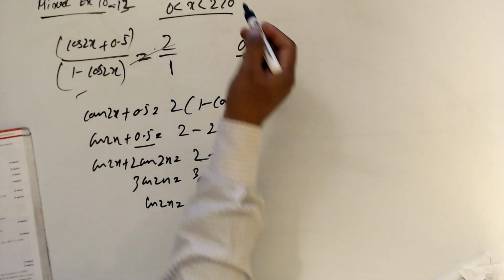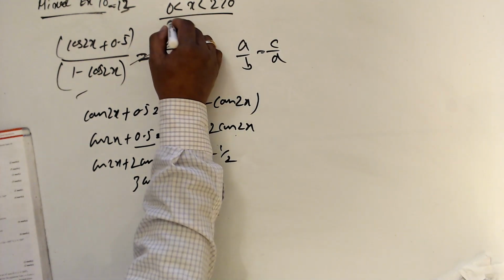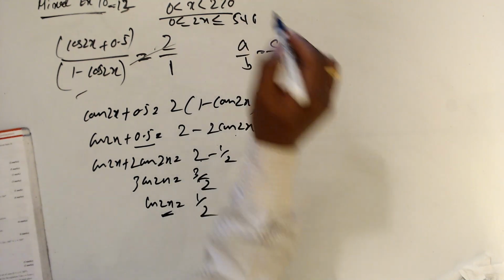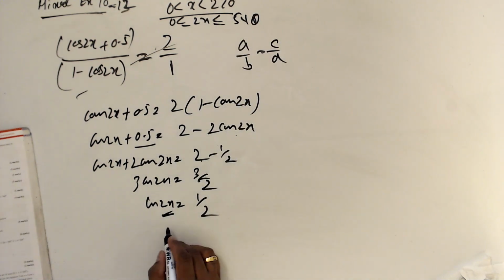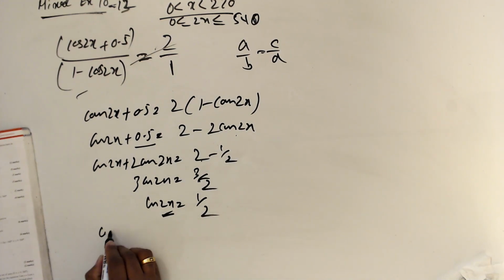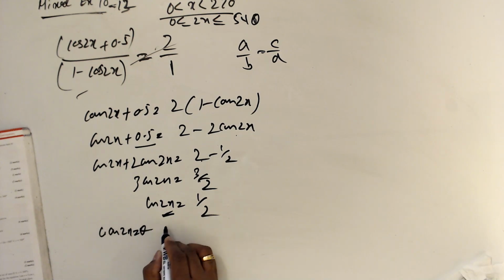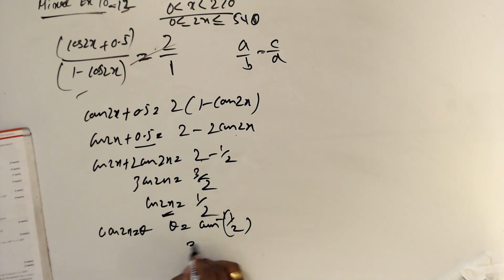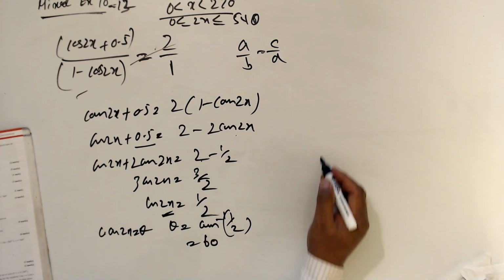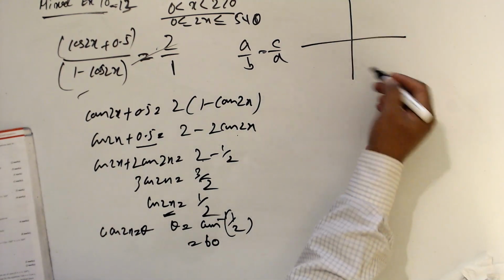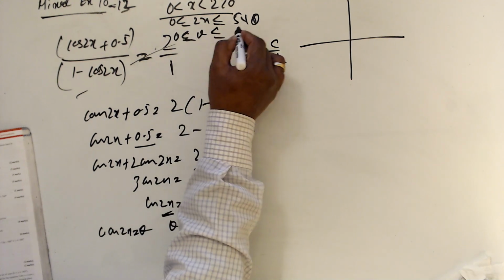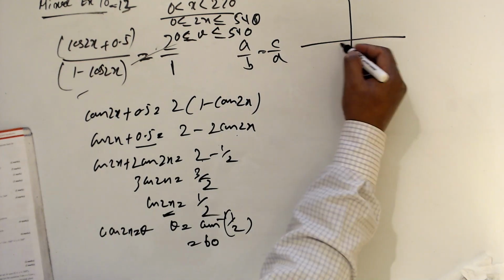The range is this one. To match with 2x, I'll multiply by 2, so 2x goes up to 270 doubled, 540. This is the range. Now cos 2x equals half, then 2x equals cos inverse half, which is 60. Now this is 0 to 540.